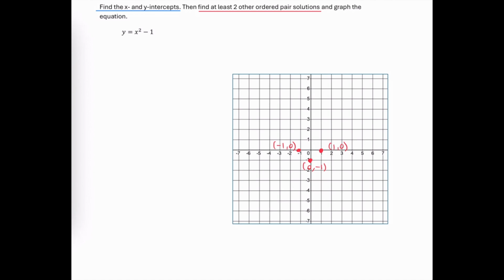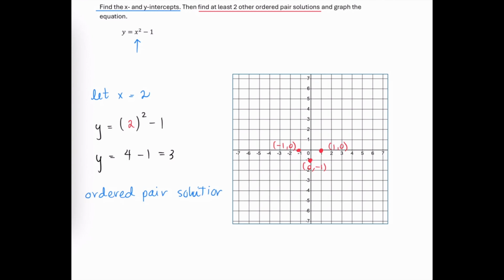Because of how this equation is set up, it's going to be easier for me to just pick x values and plug them in. So let's let x is equal to 2 to determine what the corresponding y value would be. So we'll write down y is equal to, and we'll open up a hole for the x, square that, and subtract 1 from it. So we'll plug in x is equal to 2 into that x quantity. And then the corresponding y value would be 4 minus 1, or 3. So the ordered pair solution that results is the ordered pair where x is 2 and y is 3. So let's plot that point, when x is equal to 2, y is equal to 3.